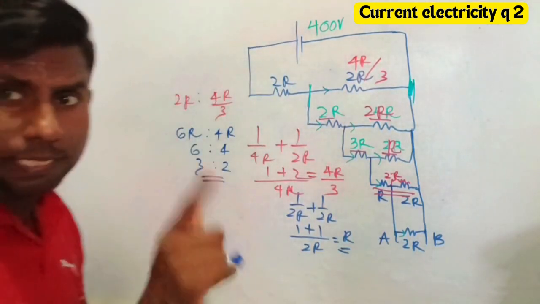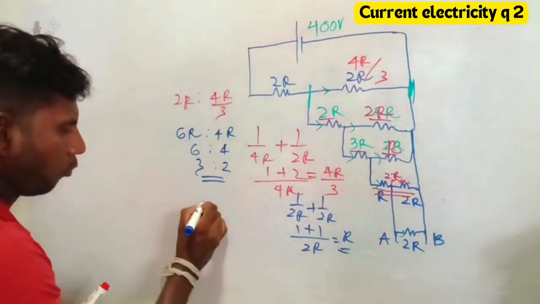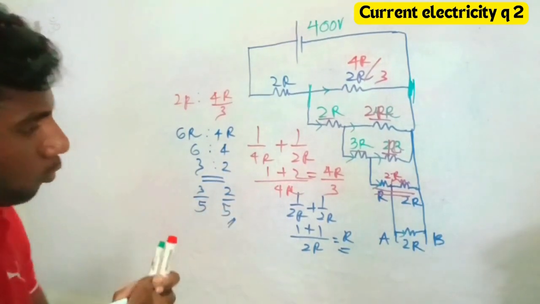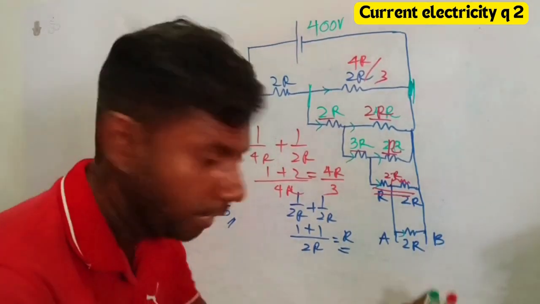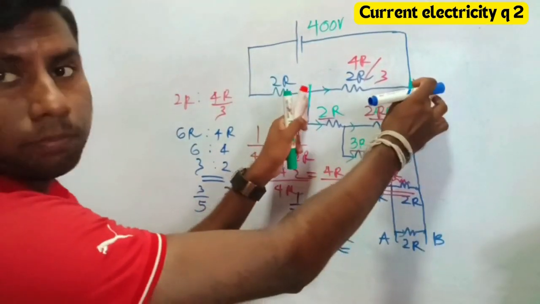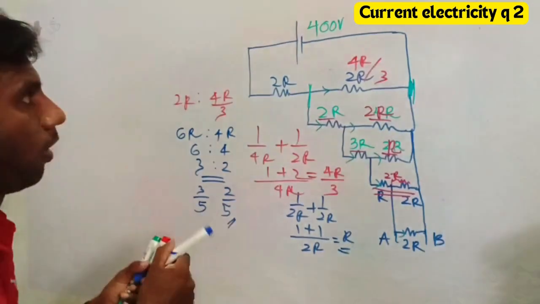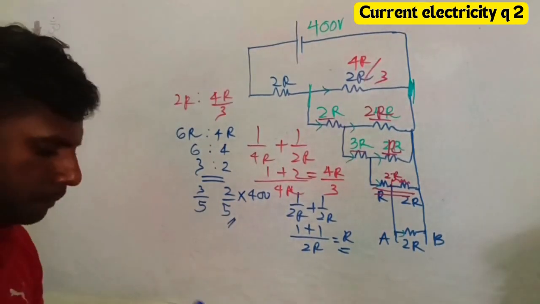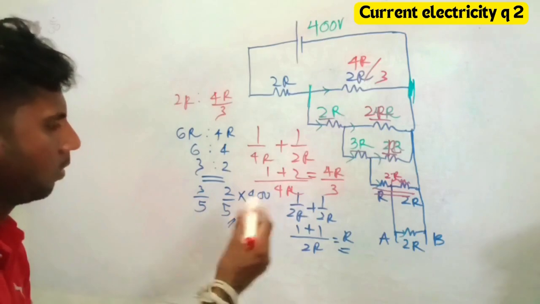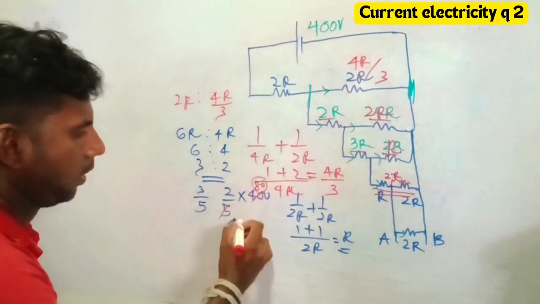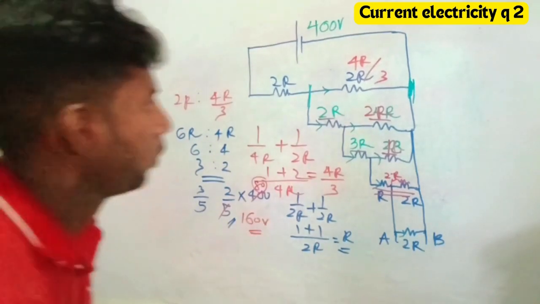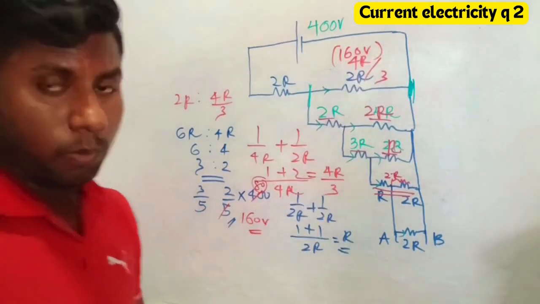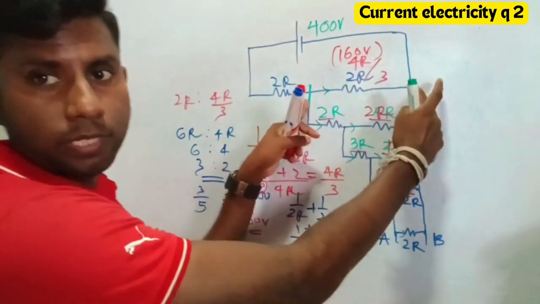Let's take the fraction now. It's 3 plus 2, 5. So it's 3 over 5 and 2 over 5. They're asking us to find AB here, so we need to find the potential gap here. It's 2 over 5, so 400 times 2 over 5. So we are getting 160 volt here. Now it's easy, 160 volt in between.